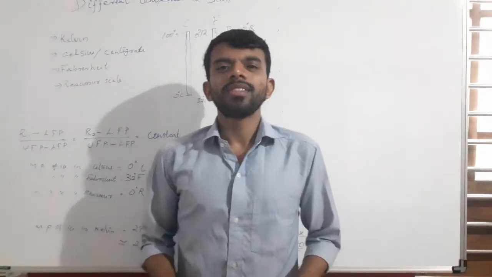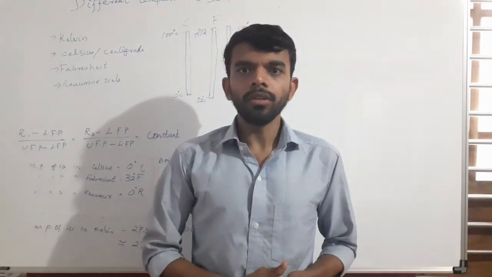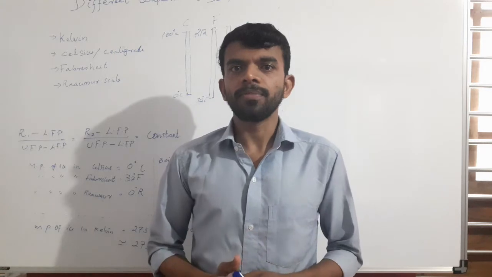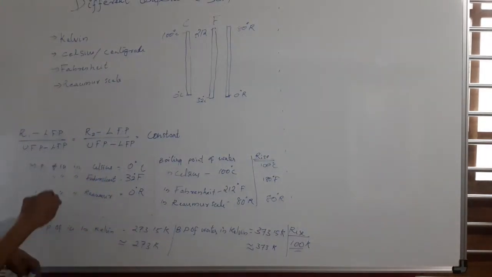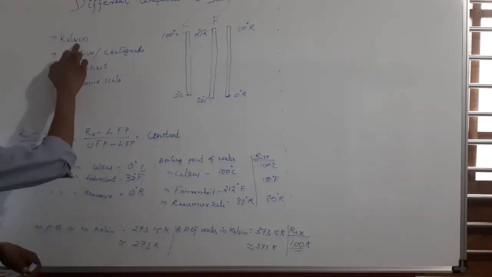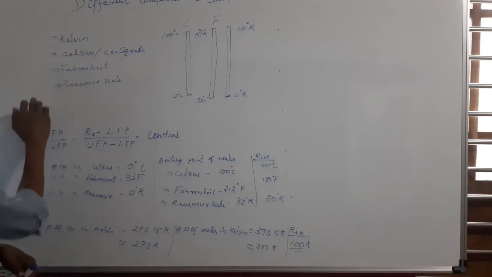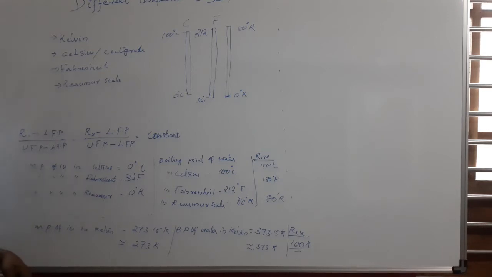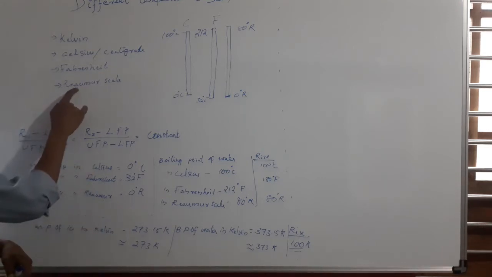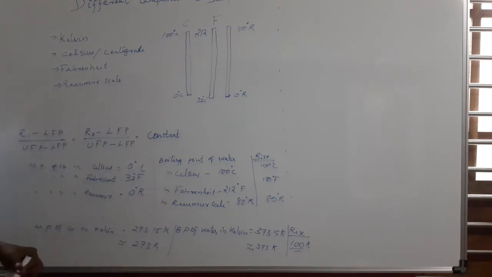Very good morning, students. So today also we can have discussion on the different scales of temperature that we are having. Four different scales: Kelvin, Celsius or centigrade, Fahrenheit, and Romer scale. The word Romer may seem a bit new for you. Reaumur scale, Romer scale.